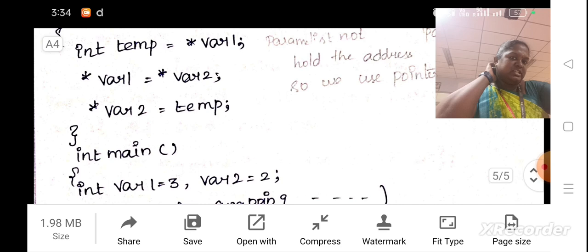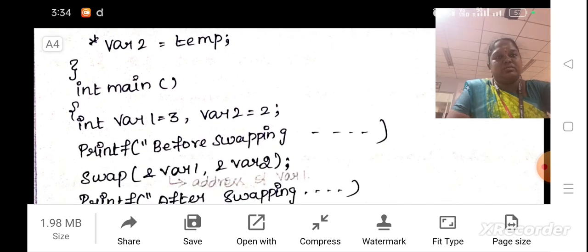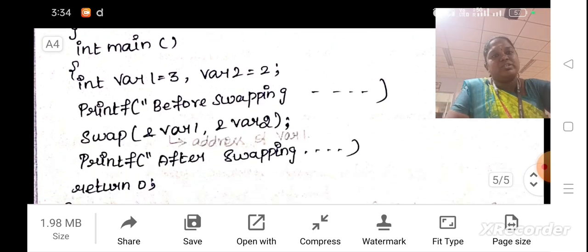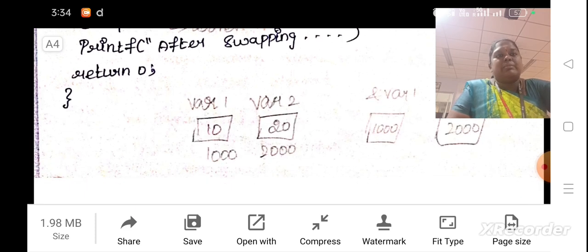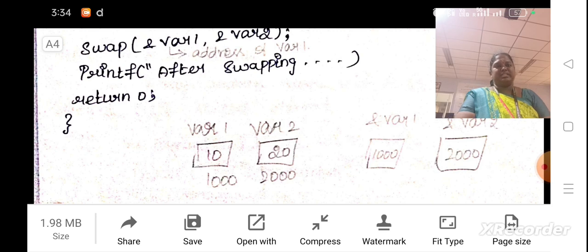Then in the main function, int var1 and var2 values are 3 comma 2. Before swapping, 3 comma 2. After swapping, the address of var1 will be stored and the address of var2 will be stored. The values of var1 and var2 are 10 and 20, and the addresses are 1000 and 2000. While we are calling ampersand of var1 and ampersand of var2, the address of var1 will be shown here and the address of var2 will be shown here.